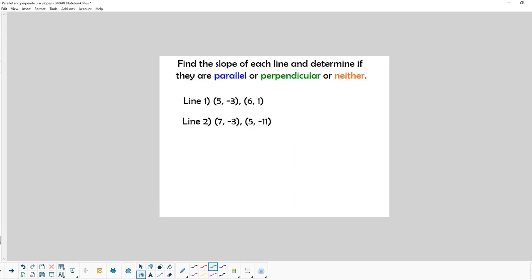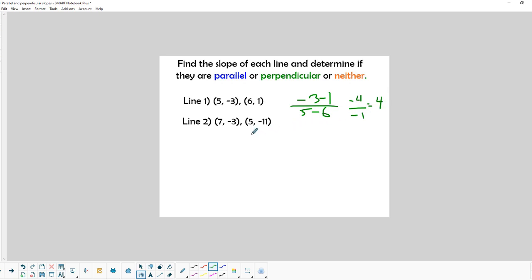All right, this is looking pretty easy, isn't it? Okay, find the slope of each line and determine if they are parallel or perpendicular or neither. So we're going to use the slope formula, find the two slopes, and then compare them. Last minus last, so -3 minus 1 over first minus first, which is 5 minus 6. So we would end up with -4 over -1, which when you divide them out, ends up being 4.